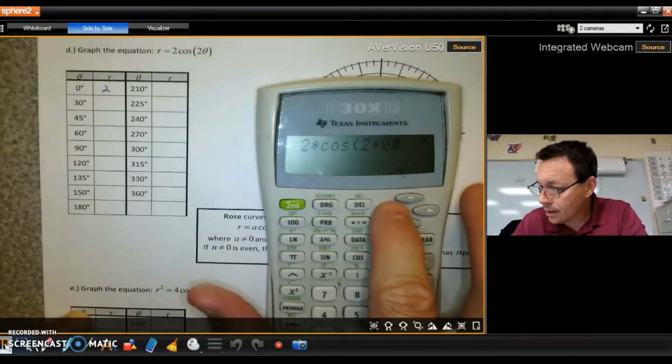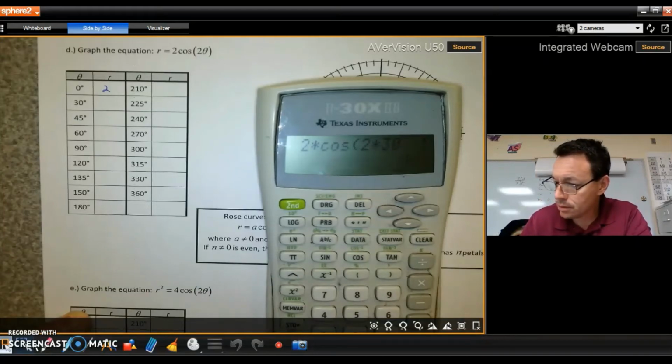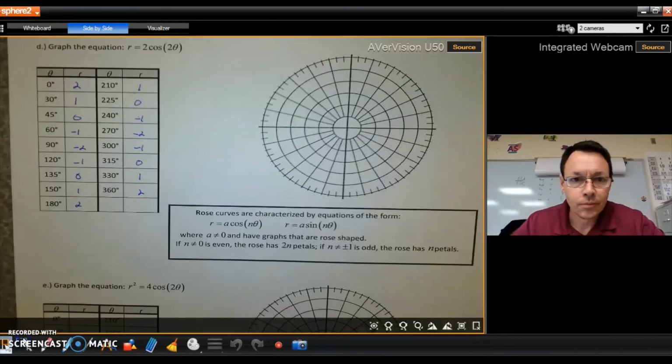And then again, you can go up and change that 0 to a 30. You'll get a 1, and then you can keep going. So finish out that table. Press pause, finish out the table real quick. All right, so check your table with my table. Make sure your numbers are the same. And then let's go and try to graph this.